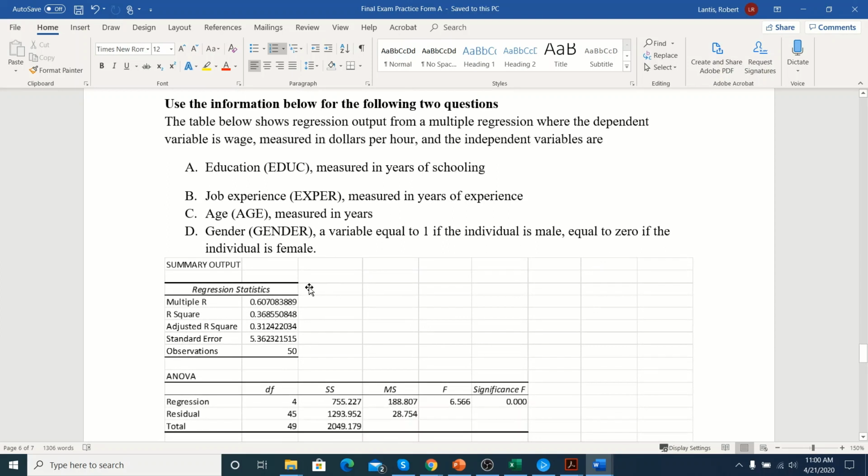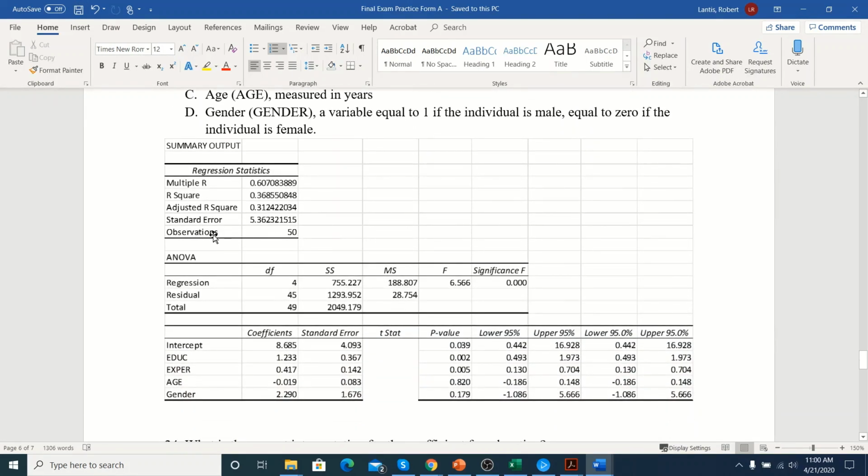Let's say I've got this table below and I show you the output from a multiple regression where the dependent variable is wage, which is measured in dollars per hour, and the independent variables I'm using are age, experience, education, all measured in years, and then gender, which is a 1 if they're male and a 0 if they're female, right? So I've got 50 observations.